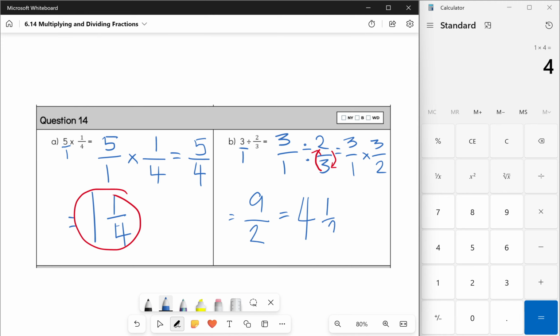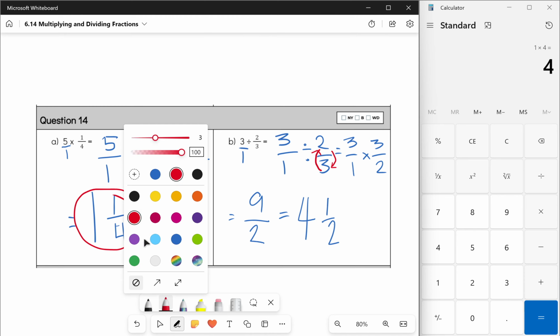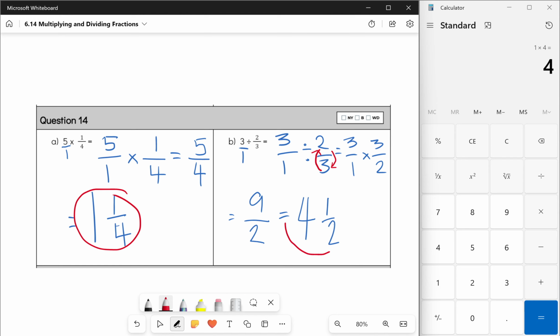And then our denominator stays the same. So we end up with 4 and a half, rather than 9 over 2 or 9 halves. This makes more sense. You could say I ate 4 and a half pies rather than 9 halves of a pie. You can see why we prefer to speak in mixed fractions. They just make more sense in the real world. And lots of teachers will ask you to turn your answer into a mixed fraction rather than leaving it as an improper fraction.